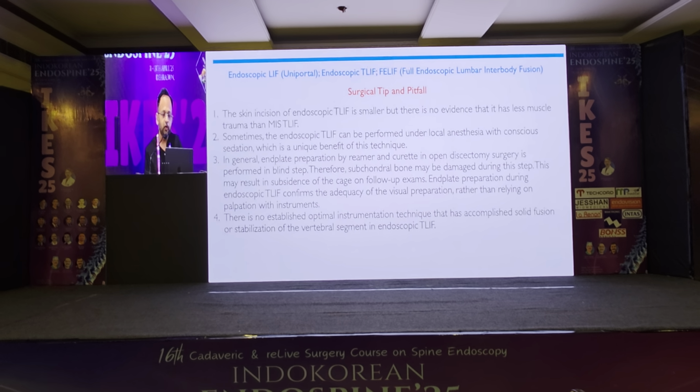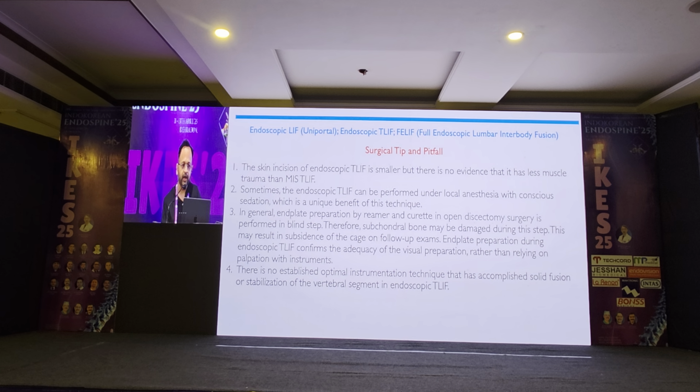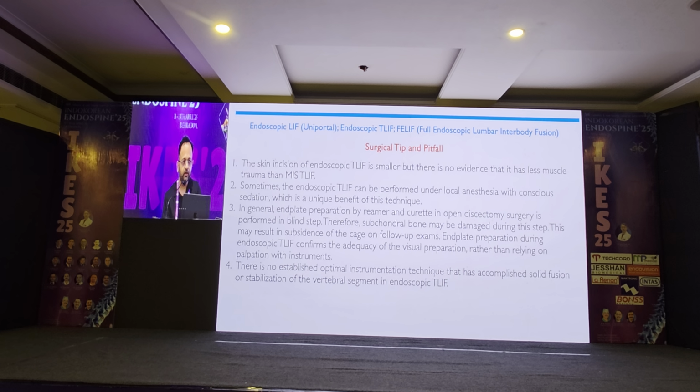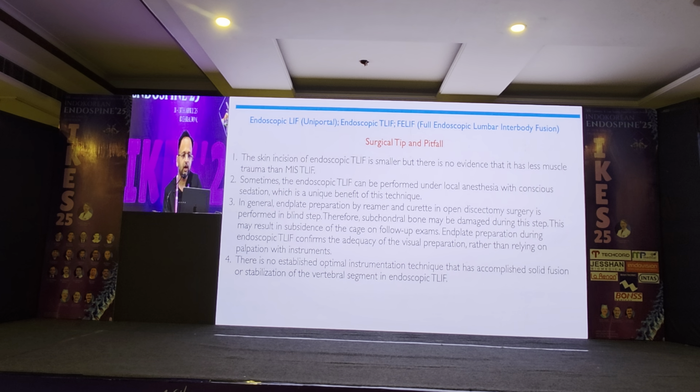From the same direction you prepare the end plates from the upper screw, and also from the same direction you put the cage. After you finish putting the cage, you can use the same incision to put the screws. So it is only four cuts on the spine.